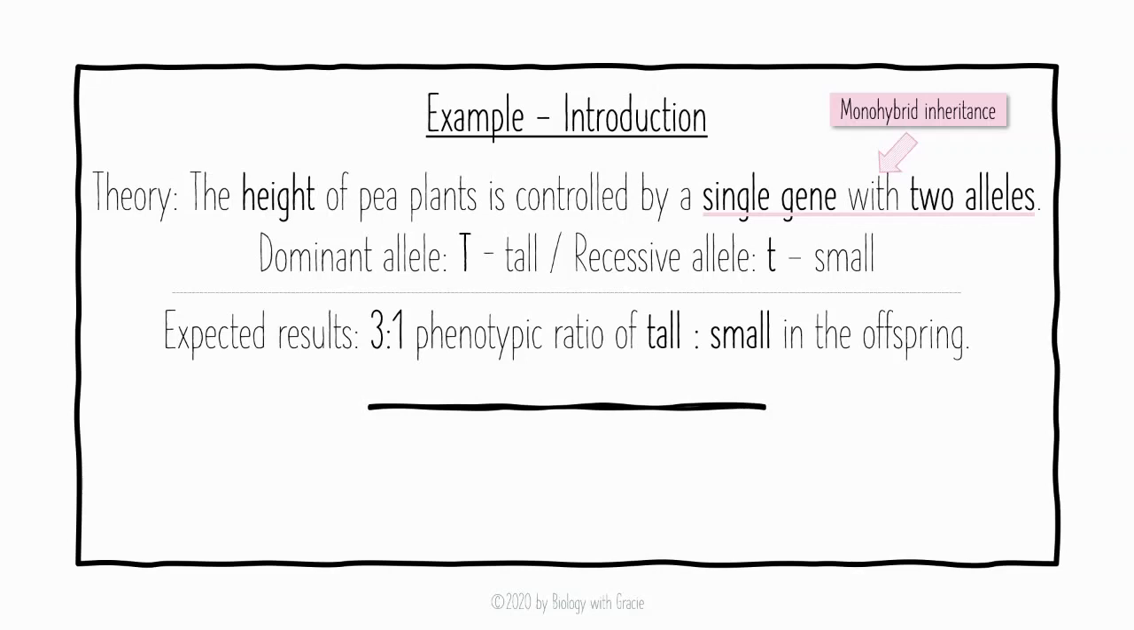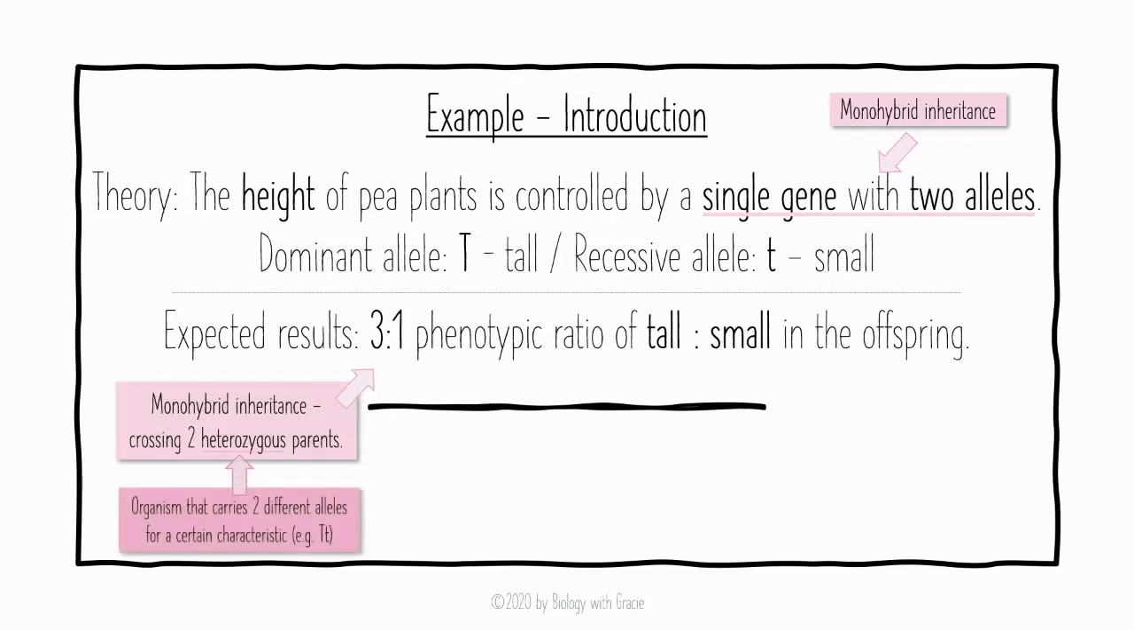So remember back to genetics that phenotype means the characteristic expressed or observed. So for example, phenotype could be eye colour, blue or brown eye colour, or your hair colour, or height in this case. So our phenotype for this example is height. So there's a 3:1 ratio. So it should be a 3:1 ratio of tall to small in the offspring. So in monohybrid inheritance, we cross two heterozygous parents. So heterozygous purely means that the organism carries two different alleles. So our heterozygous parents in this example are going to have the alleles big T, little t.